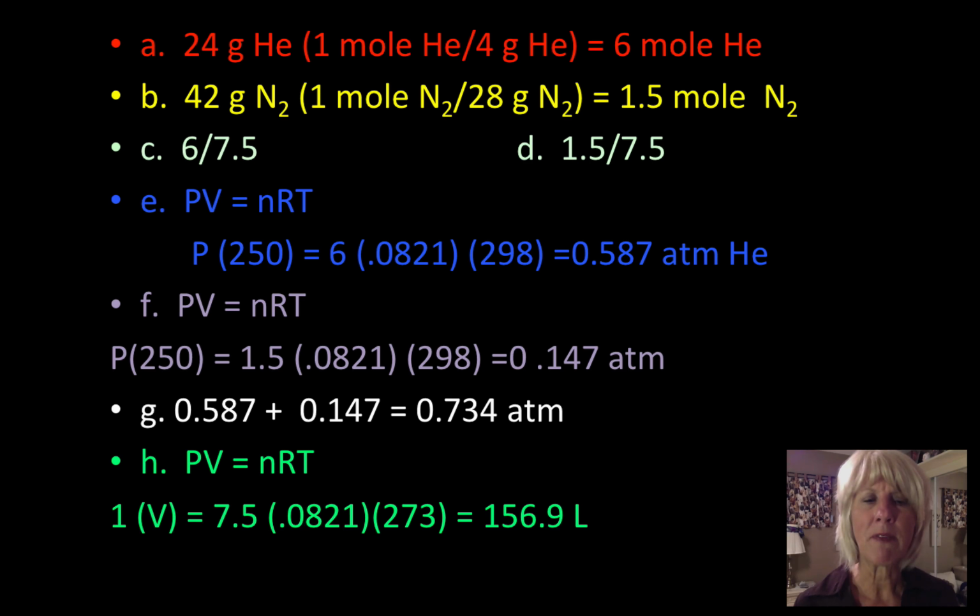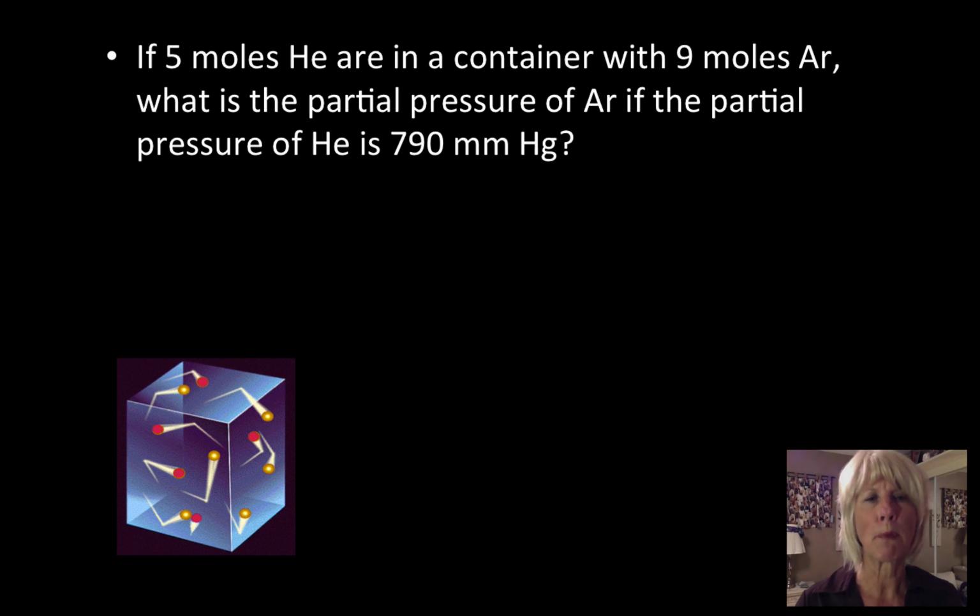The last problem involved changing the volume of this gas to STP conditions. Now when I plug in STP conditions, my pressure is 1, my volume is my unknown, my number of moles is 7.5, my ideal gas constant is still 0.0821, but now my temperature is standard temperature, which is 273. So when I change this gas that was originally at 250 liters, it changes to 156.9 liters when this gas sample is at STP. We're going to look at one more problem.